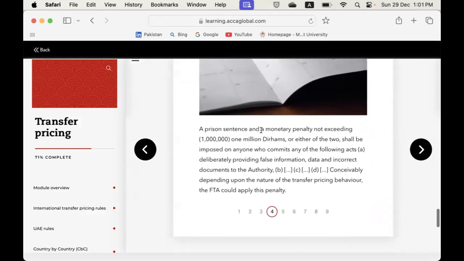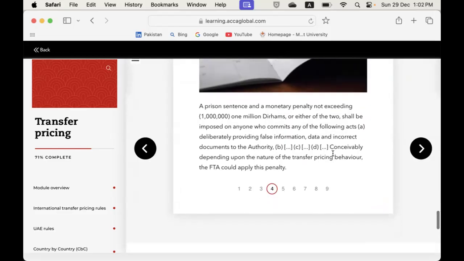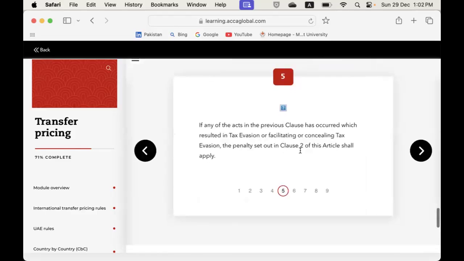A prison sentence and a monetary penalty not exceeding 1 million dirhams, huge, or either of the two shall be imposed on anyone who commits any of the following acts: deliberately provides false information, data and incorrect documents to the authorities. Conceivably, depending upon the nature of the transfer pricing behavior, the FTA could apply this penalty. Transfer pricing is a major area of manipulation.